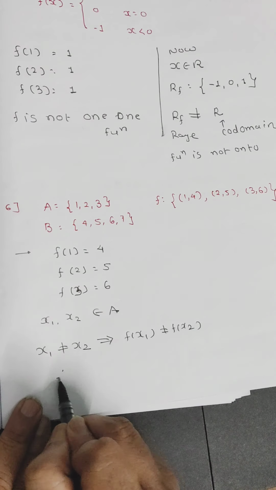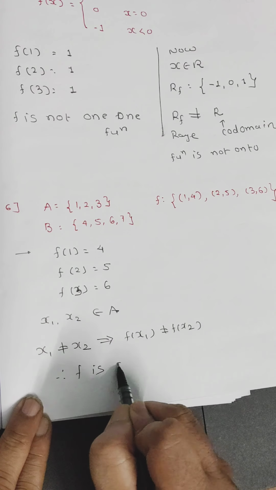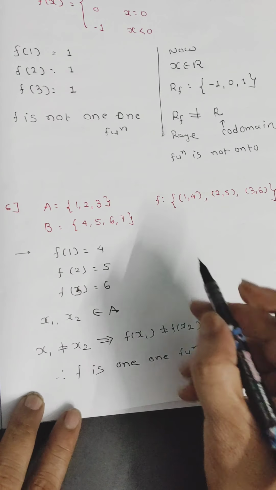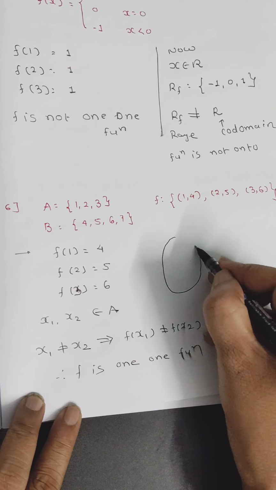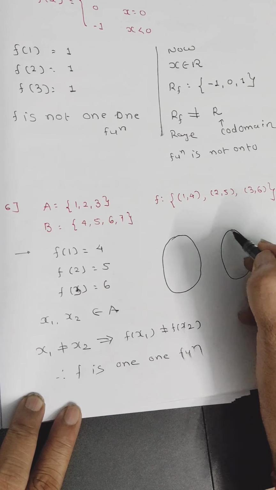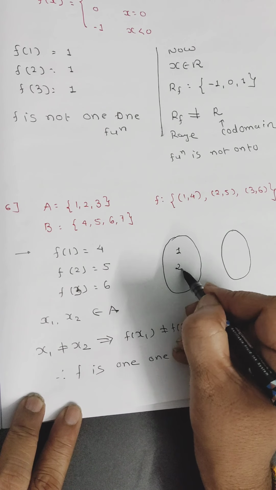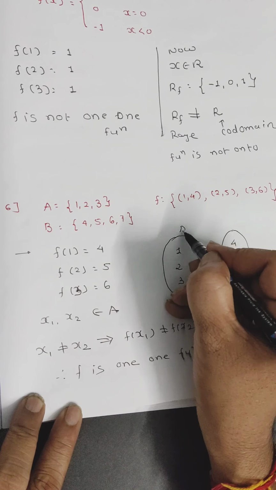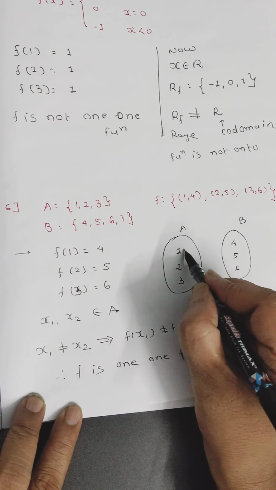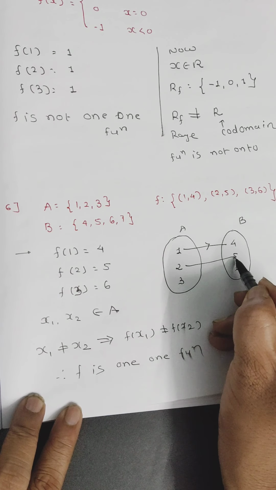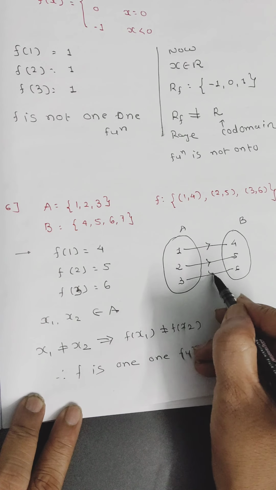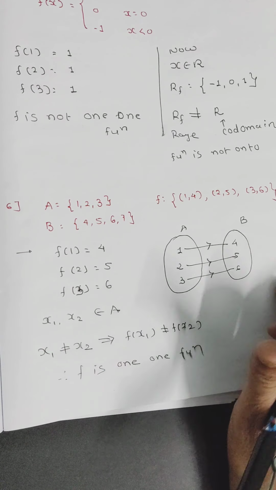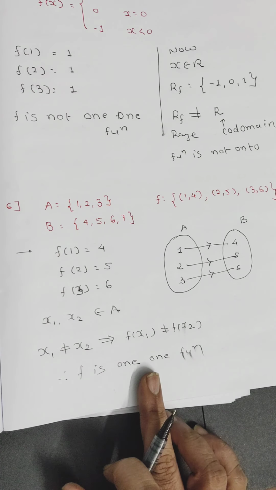Then f is a one-one function. Mapping I will show you. Just I have to show that, 1 2 3 in A and 4 5 6 in B. 1 is connected to 4, 2 is connected to 5, 3 is connected to 6. Then this is a one-to-one relation. So f is a one-one function.